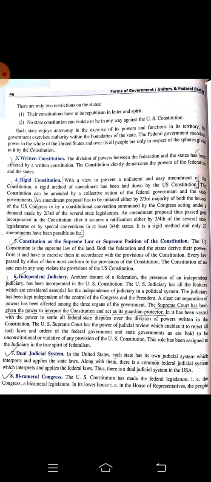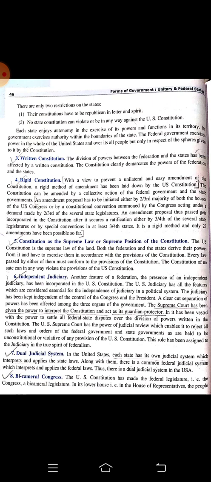Then we have a bicameral Congress. Bicameral Congress means their parliament. They call their parliament Congress. I'm telling from the first video, right? They have a bicameral legislature, so they have the House of Representatives, and the other is the Senate. The Senate is the upper house. Okay, it acts exactly like our Rajya Sabha.